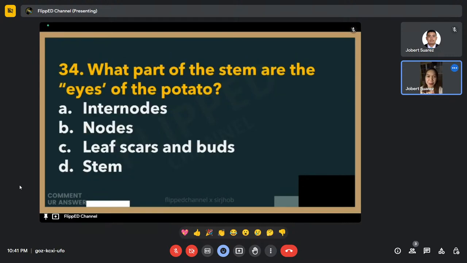Okay. Number 34. What part of the stem are the eyes of the potatoes, yung mata daw ng patatas?